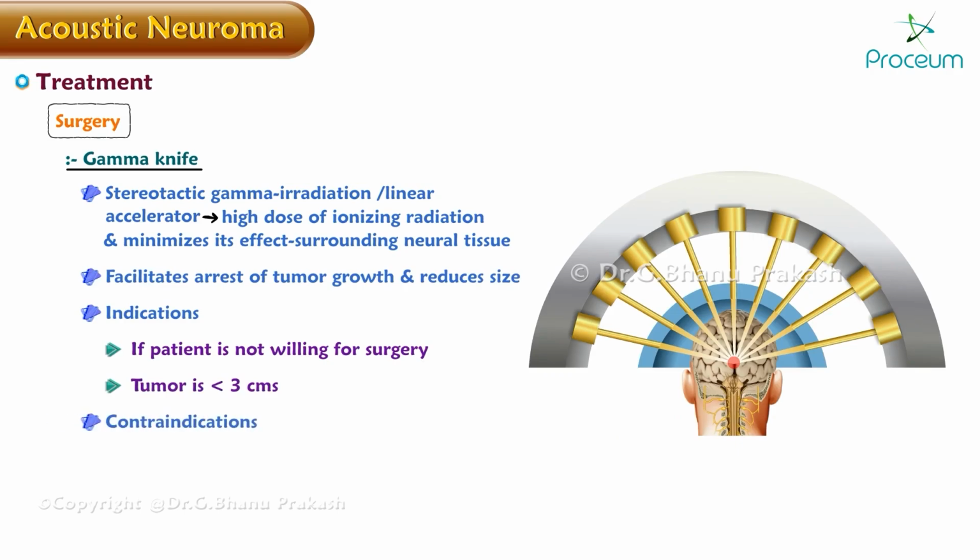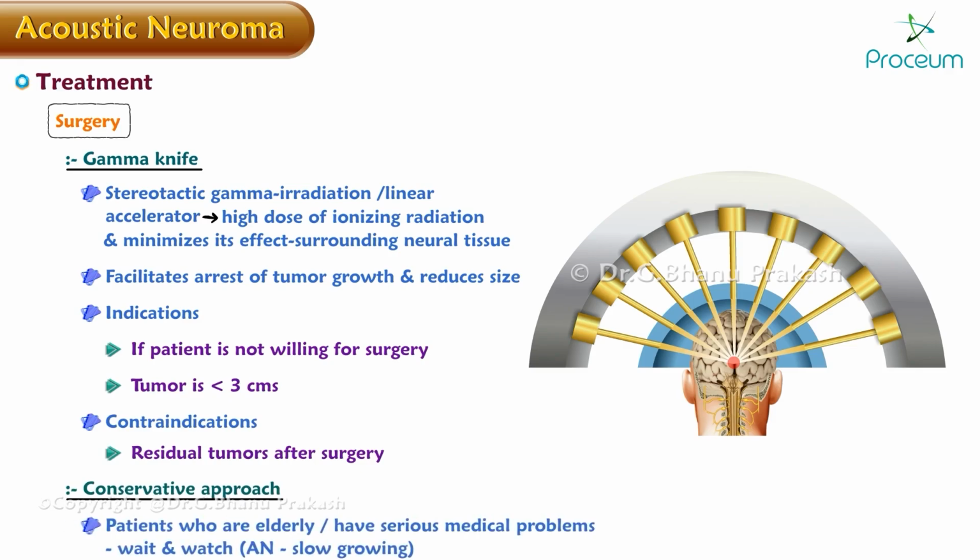Contraindications to surgery are the presence of residual tumors after surgery. Conservative approach. Patients who are elderly or have serious medical problems may be kept under wait and watch policy, as acoustic neuromas are slow growing.